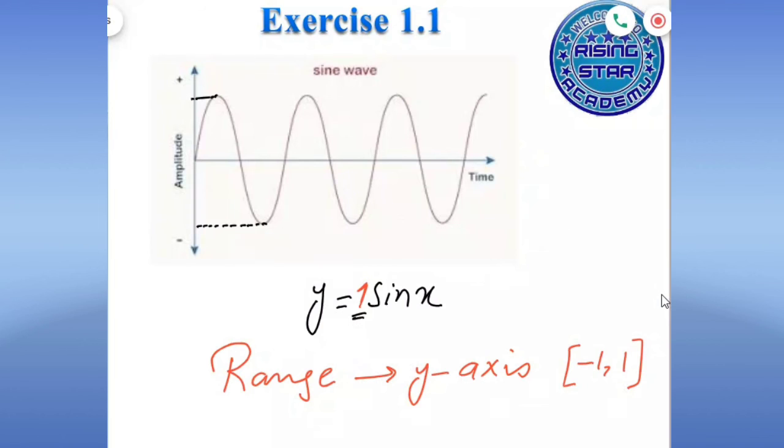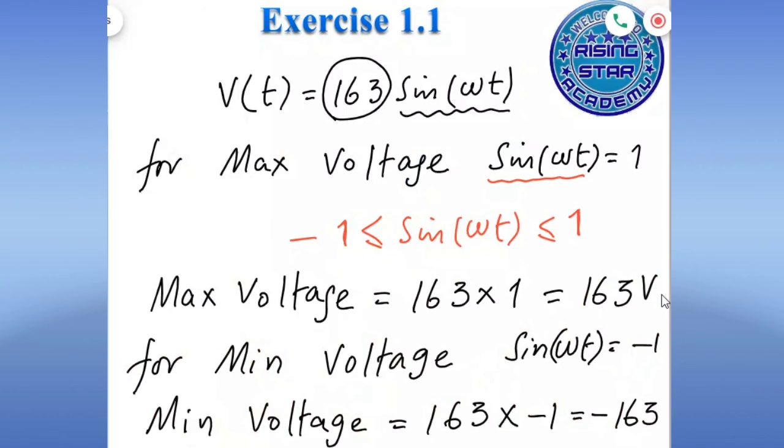Now I would replace these results. So the maximum amplitude over there would be 163, and the minimum amplitude would be -163. Okay, so this is the way by which we can represent the whole result. So that would be our final answer.